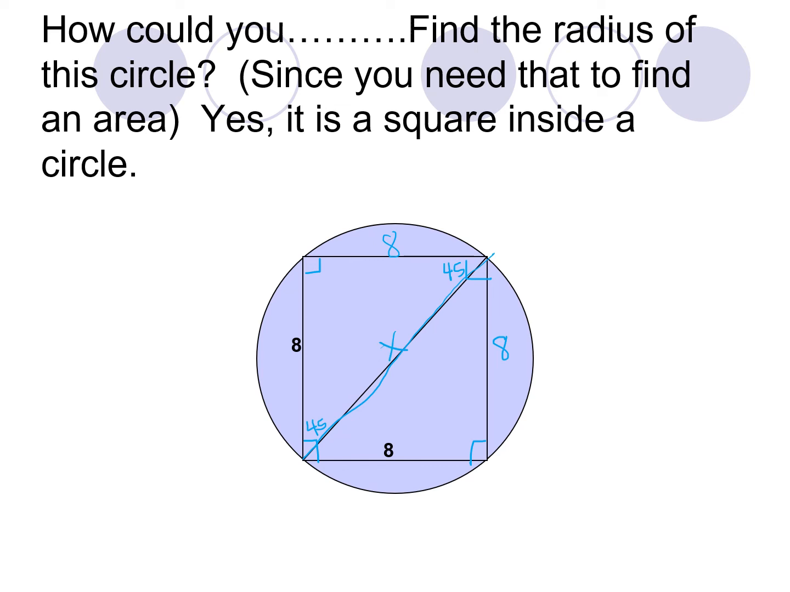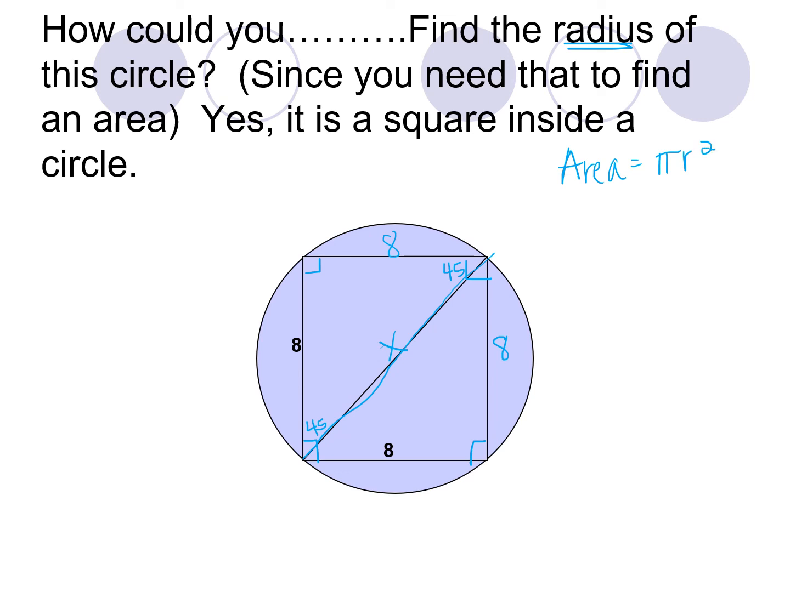Now, why does that help me? Why does X in this picture help me find the area? Hopefully you realize that the X, even though it is the diagonal of the square, it's also the diameter of the circle. And if I can find the whole diameter, I can use that diameter then to find the radius, which I would need to find the area. Because area, again, is pi r squared.